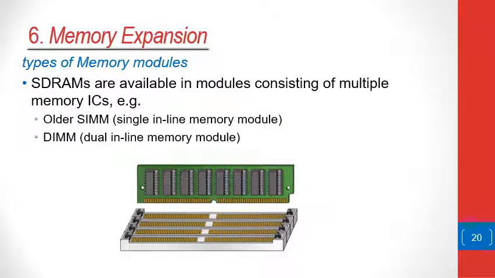Looking briefly at the types of memory modules, you will see that SDRAM memory in particular is available in modules consisting of multiple memory ICs on a breadboard. So this would be the breadboard, a semiconductor breadboard. And they come in 2 variants. There will be the older SIMM, which is a single line memory module, or the most common type, which is the DIMM, the dual line memory module. And both of these would fit into a socket on a system board or a motherboard.